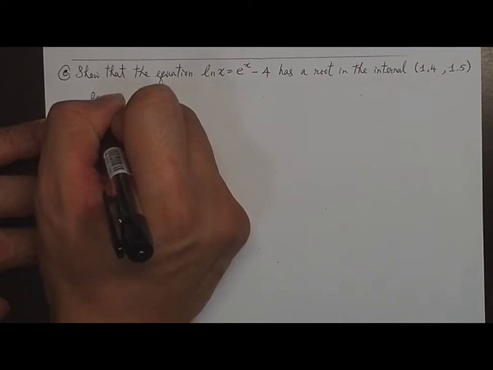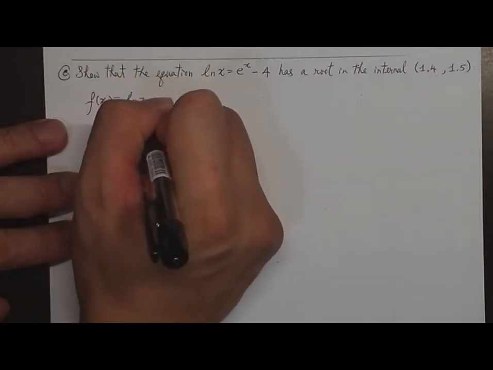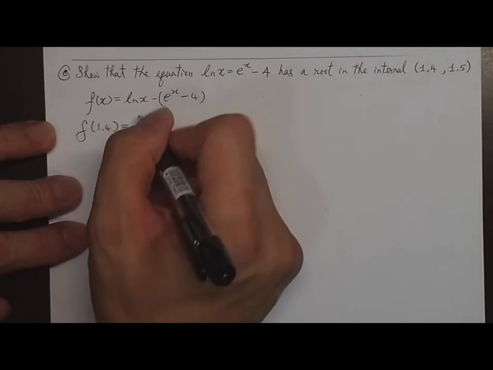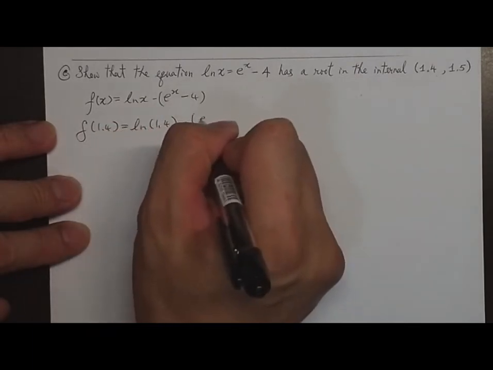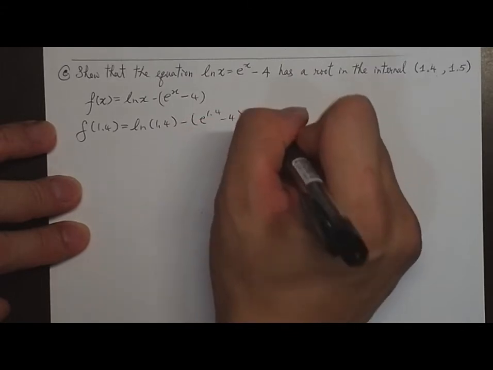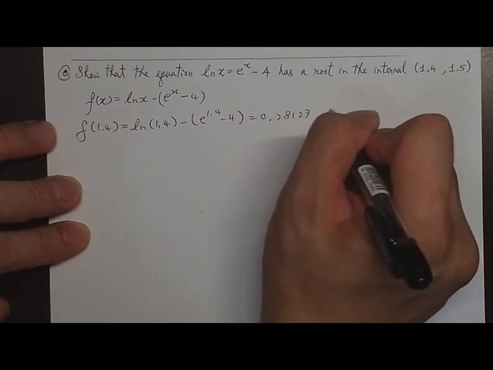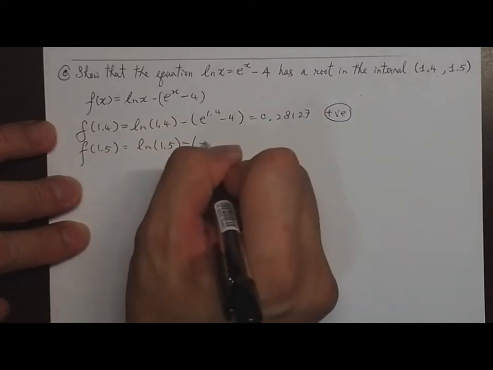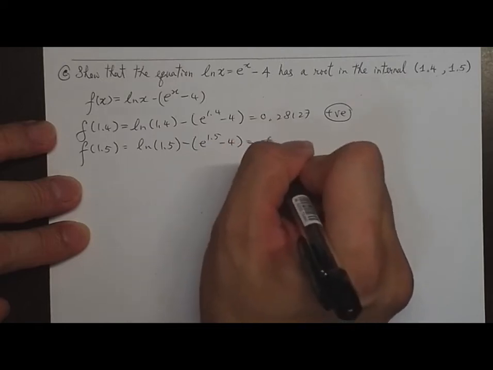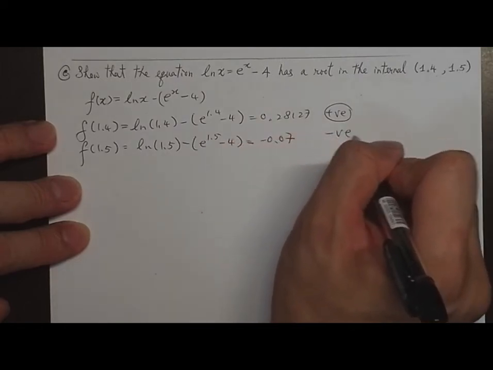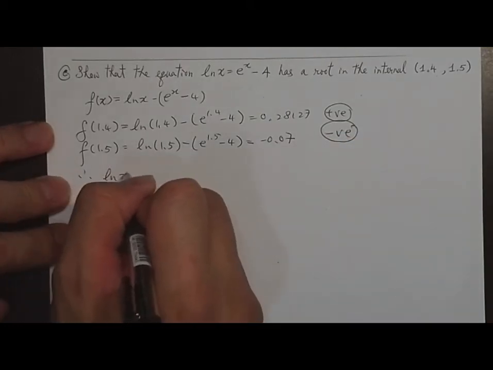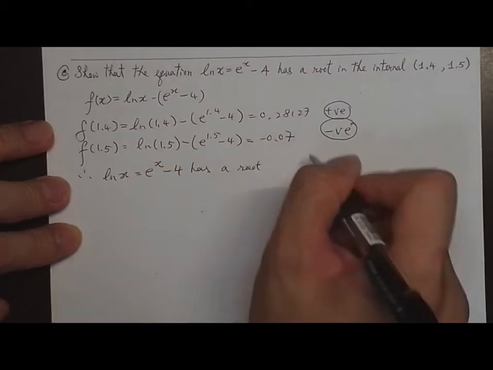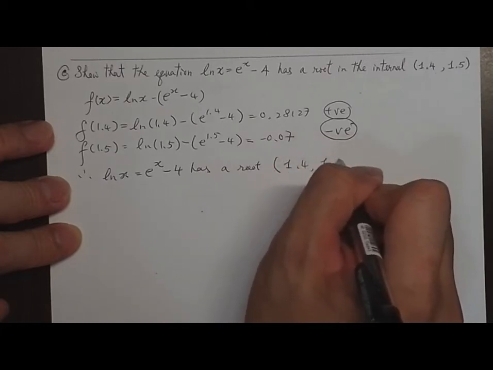We substitute f(x) equal to log x minus e to the x minus 4, and we substitute f(1.4). We get log 1.4 minus e to the 1.4 minus 4, which is a positive 0.28127. And f(1.5) is log 1.5 minus e to the 1.5 minus 4, equal to negative 0.07, which is negative. So therefore, log x equal to e to the x minus 4 has a root in the interval of 1.4 and 1.5.